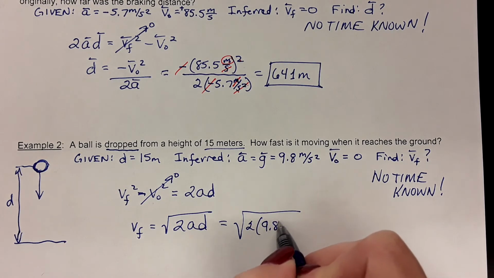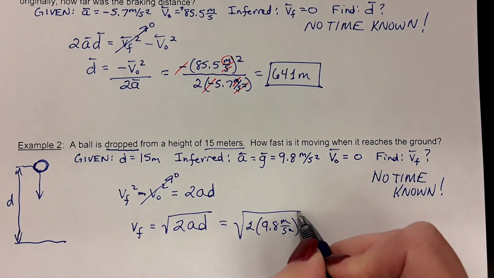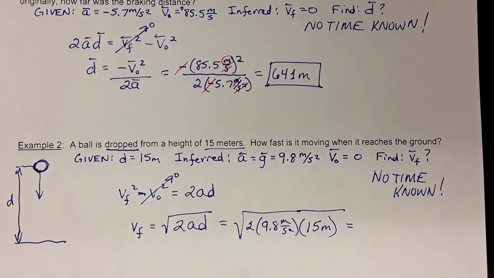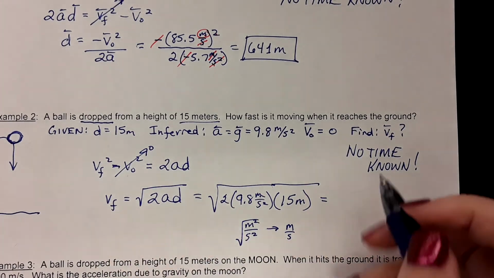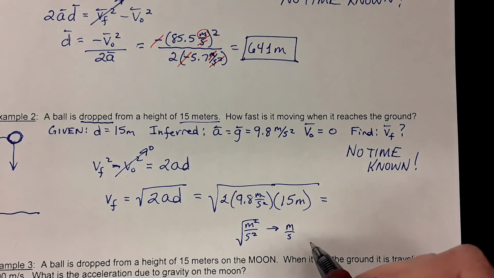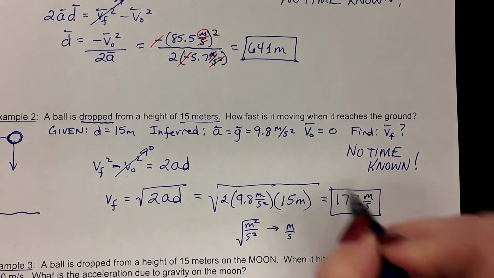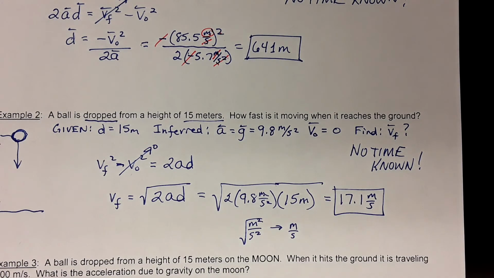So we get 2 times 9.8 meters per second squared times, there it is, 15 meters. All right, if you guys stick that into your calculators, by the way, notice, meters times meters is meters squared. So we're going to get units of meters squared over seconds squared, but then we're taking the square root. So that means our units are going to be meters per second, which is the correct units for velocity or speed. So just put this in your calculator and we'll get units of meters per second. I got 17.1 meters per second. Double check me. Not bad, huh?